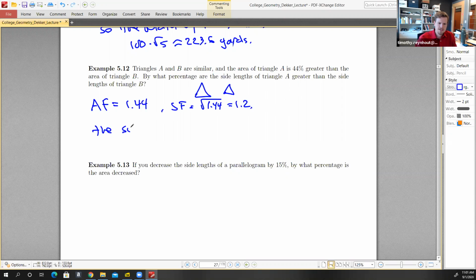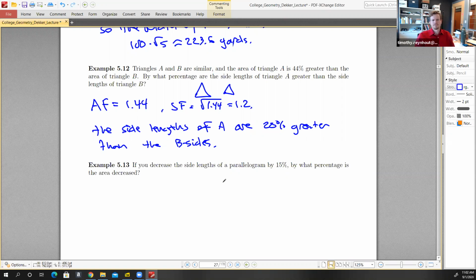The side lengths of A are 20% greater than the B sides. Which is just kind of a fun and interesting statement.